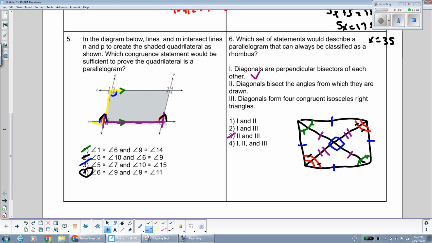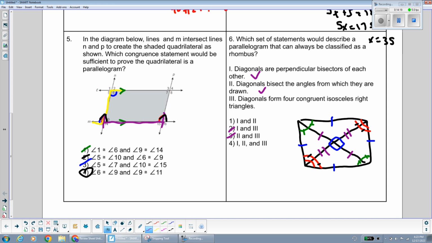Number 2, diagonals bisect the angles from which they are drawn. Yeah, that's a special property of a rhombus. Diagonals are angle bisectors in a rhombus. So that one's good to go. I'm going to knock down answer 2 because that doesn't include 2.